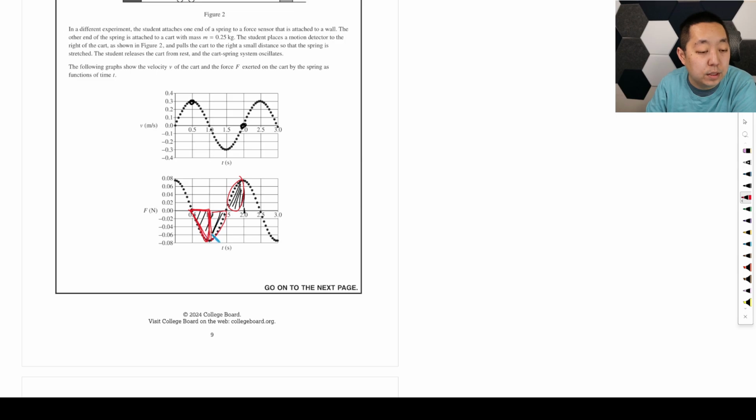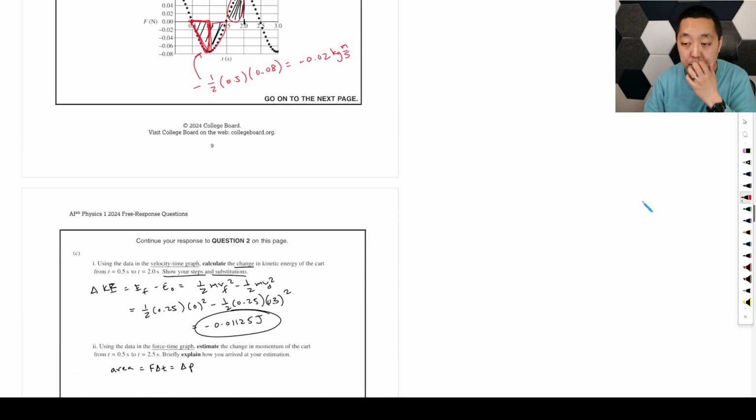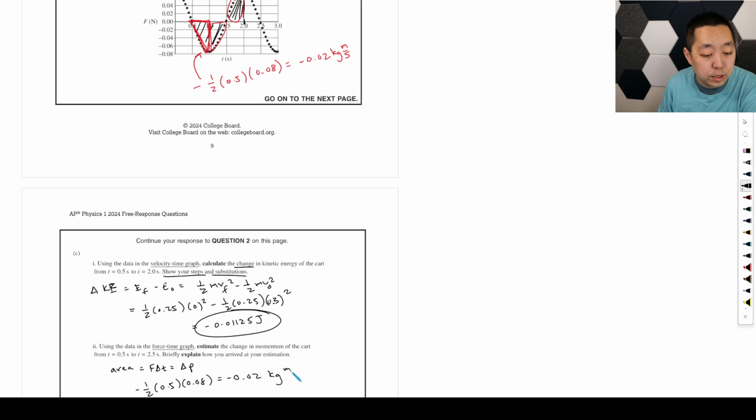I would say it looks a little bit like a triangle, and that area is 1/2, and it's below the x-axis, so negative 1/2 times the width, which is 0.5, and then the height is 0.08, and the whole thing is negative. You could put the negative here and not out here, it doesn't really matter. But I got negative 0.02 kilogram meters per second. So that is what I would put there: negative 1/2 times 0.5 times 0.08 equals negative 0.02 kilogram meters per second.